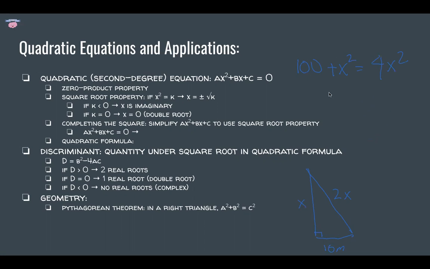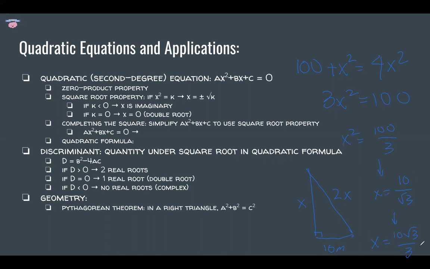So now we can solve this. 3x squared is equal to 100. x squared is equal to 100 over 3, which means x is equal to 10 over root 3. Or if you want to simplify this, you can multiply by root 3 to both sides and you'll get x equal to 10 root 3 over 3.